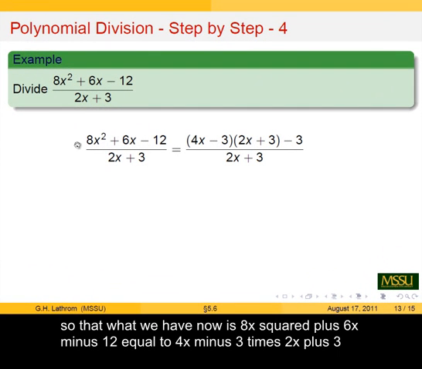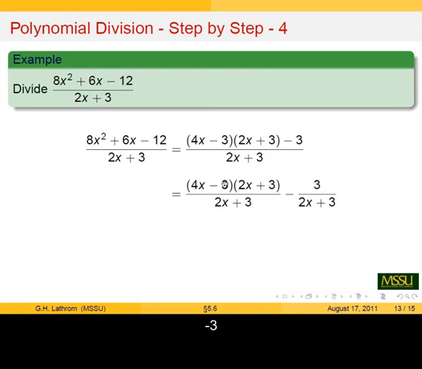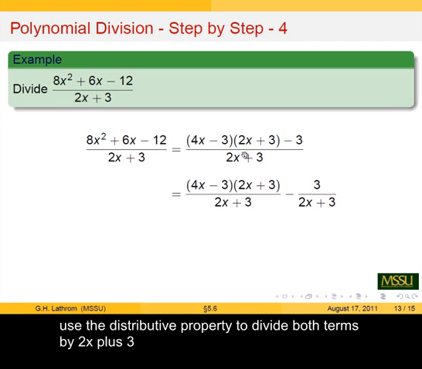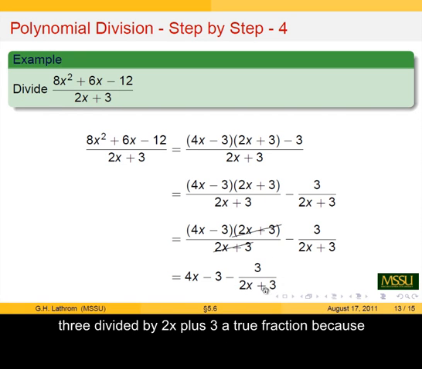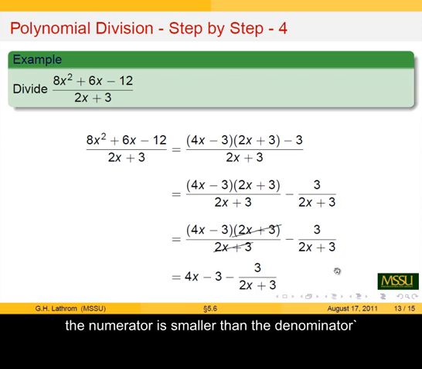So that what we have now is 8x squared plus 6x minus 12 equal to 4x minus 3 times 2x plus 3 minus 3. We use the distributive property to divide both terms by 2x plus 3. We cancel common terms, and we're left with a whole polynomial part, 4x minus 3, minus something that looks like a fraction, 3 divided by 2x plus 3, a true fraction because the numerator is smaller than the denominator.